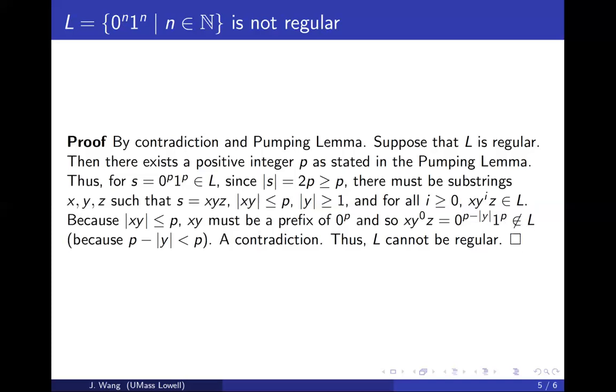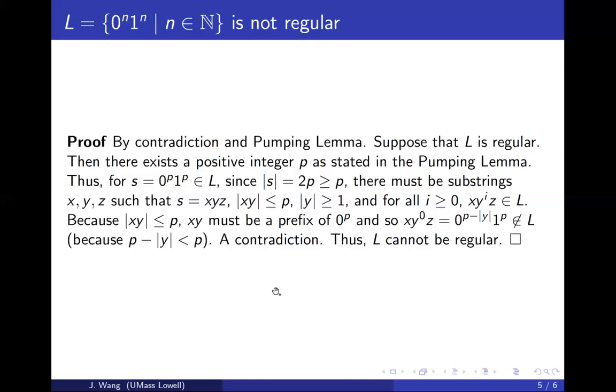That's a contradiction; it contradicts the pumping lemma. So that means we know the pumping lemma is correct, so the contradiction can only come from your assumption that L is regular. So hence, L is not regular. So that is a proof.